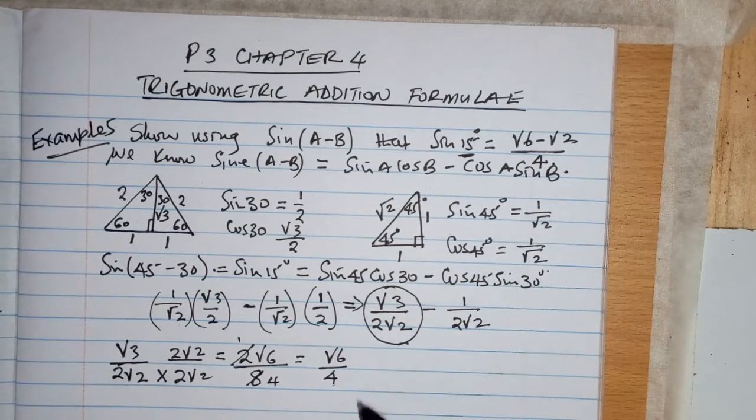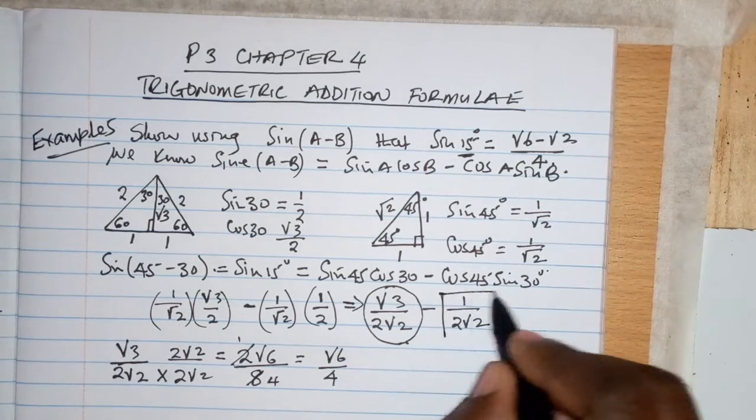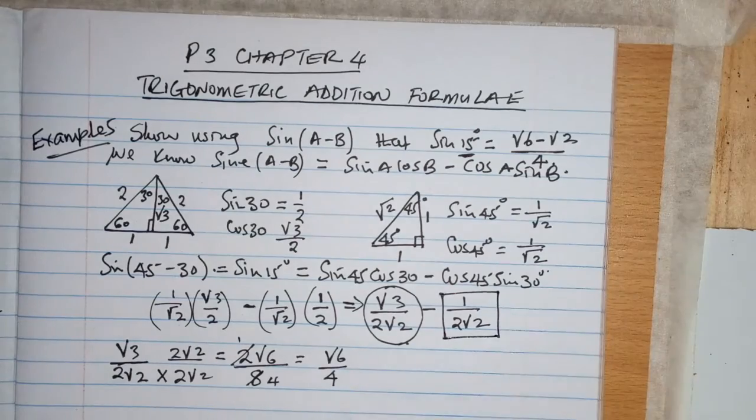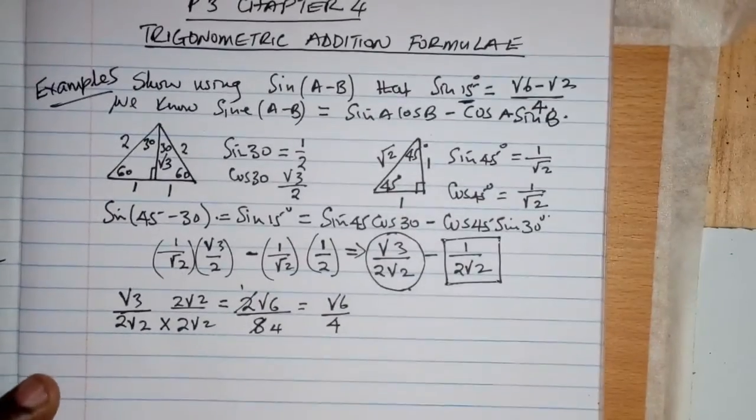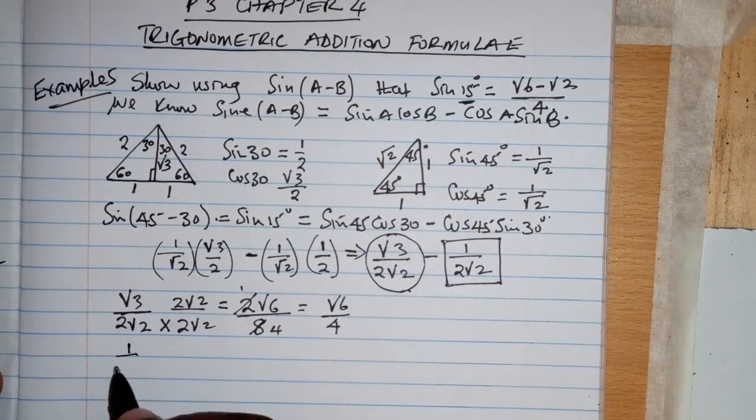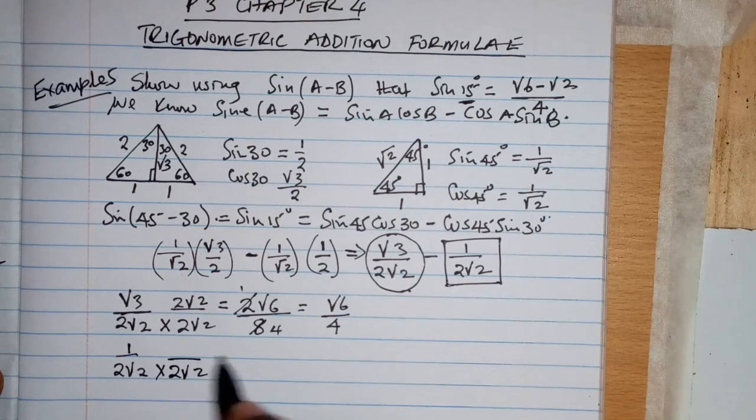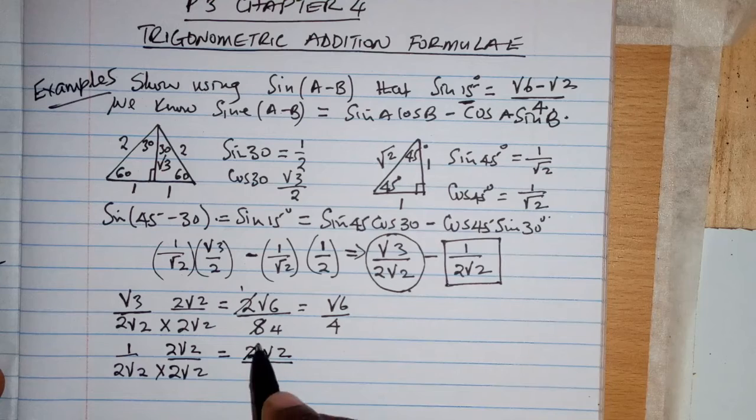What about the other one? The other one, which is now this one, gives us 1 over 2 root 2. Rationalizing the denominator again, times 2 root 2, numerator the same, 2 root 2, which is 2 root 2 all over again 8. Divide by 2, 1, and by 2, 4, which gives us root 2 over 4.